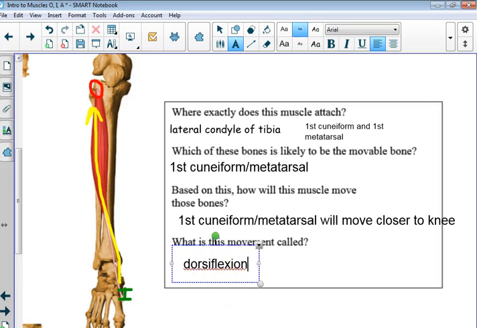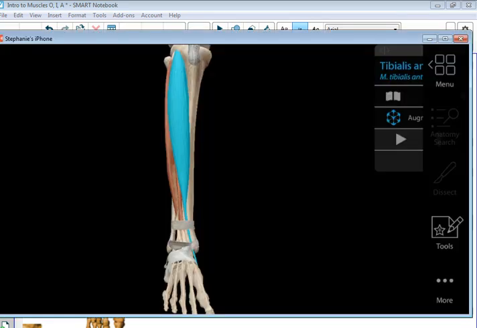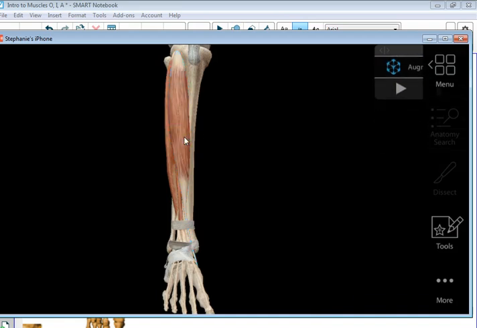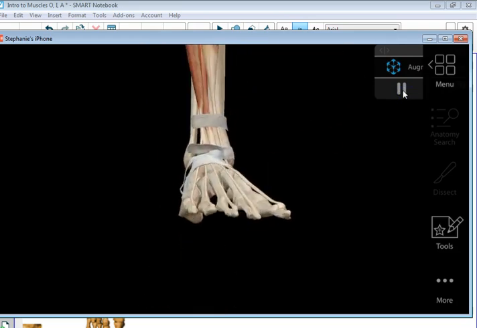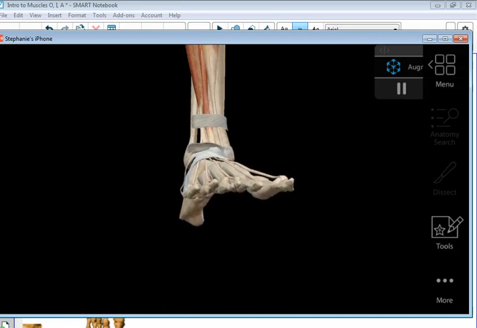So let's take a look at our animation. Let me unhighlight that and I'll push play. We're watching this muscle here. What does it do? Any minute now. There we go. It does dorsiflexion. We were right. It's pulling the foot up towards the knee, and that's dorsiflexion.